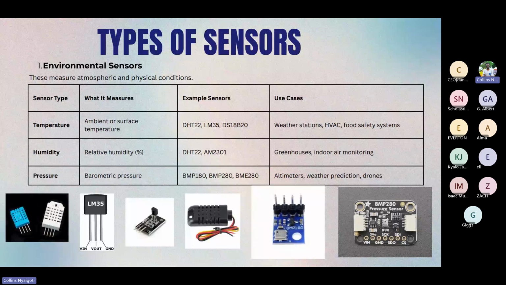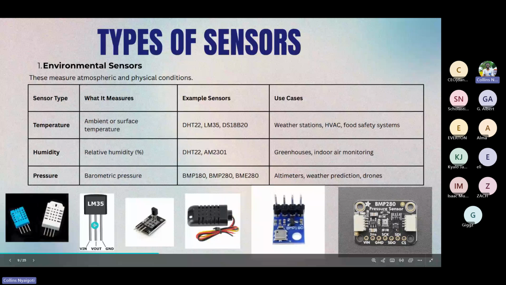Examples are the DHT11 and DHT22. DHT22 is this one, I don't know if you can see. Yeah, this is the DHT22. The DHT22 measures the temperature and humidity. The DHT11 measures only temperature. I don't know why I didn't add it, I forgot the DHT11. There is also the LM35.